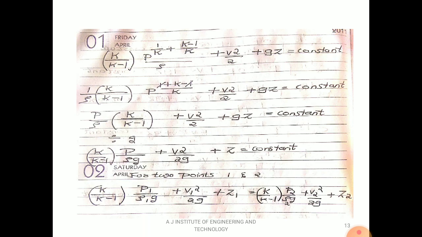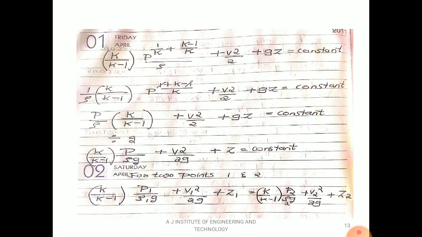Now upon simplification, K/(K−1) into P^(1/K), you can combine the P terms: P^(1/K + (K−1)/K) divided by rho plus V²/2 plus Gz equal to constant. Now 1/rho into K/(K−1), P to the power (1 + K − 1)/K upon taking LCM, plus V²/2 plus Gz equal to constant. Now we can take P^(K/K) is 1. So P^1, P divided by rho into K/(K−1), plus V²/2 plus Gz equal to constant.